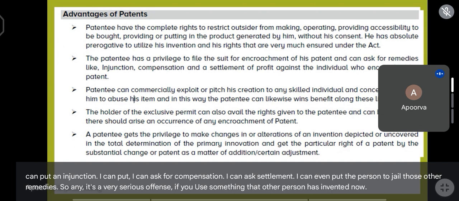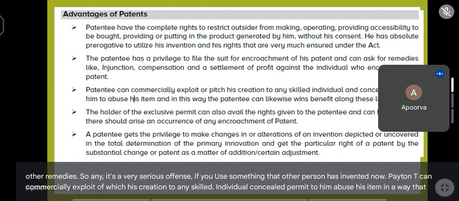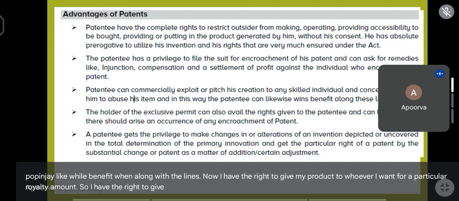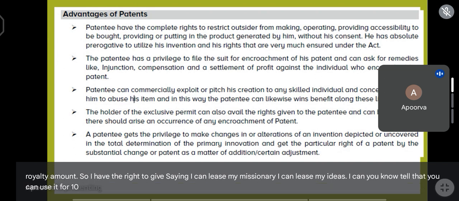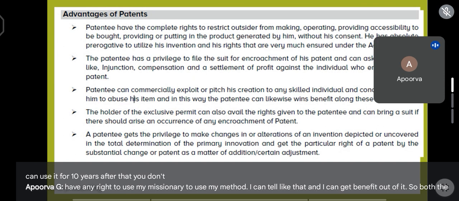Now, the patentee can commercially exploit or license his creation to any skilled individual, permitting him to use his item in a way that also benefits the patentee. I have the right to give my product to whoever I want for a particular royalty amount. I can lease my machinery, I can lease my ideas. I can tell you that you can use it for 10 years. After that, you don't have any right to use my machinery or my method. I can tell like that and get benefit out of it. So both the parties get benefits out of it.